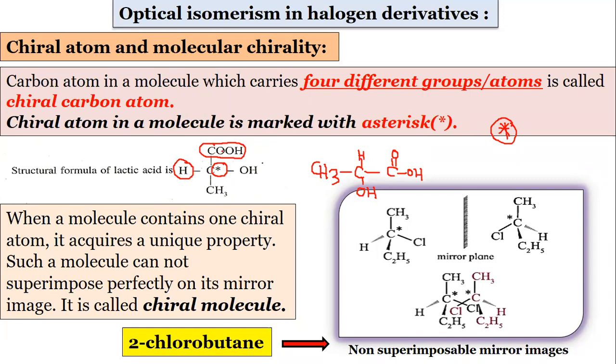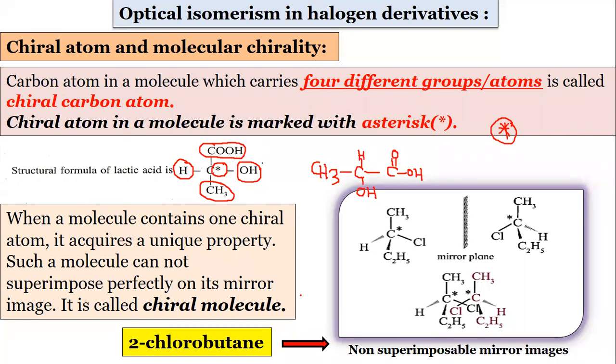Different groups are attached. This is CHO, this is hydrogen, this is CH3, and this is OH. When a carbon has 4 different groups or atoms attached, not necessarily functional groups, any 4 different groups, it is called a chiral carbon. It is shown with this mark, called an asterisk mark.